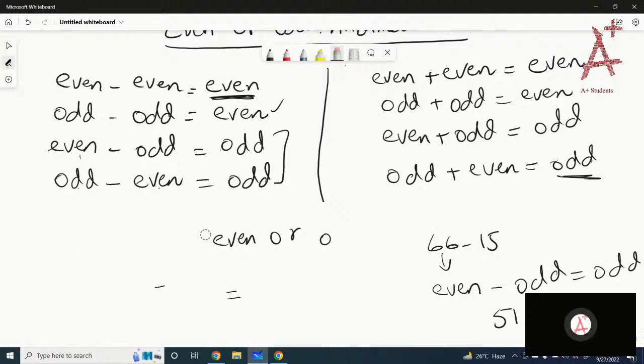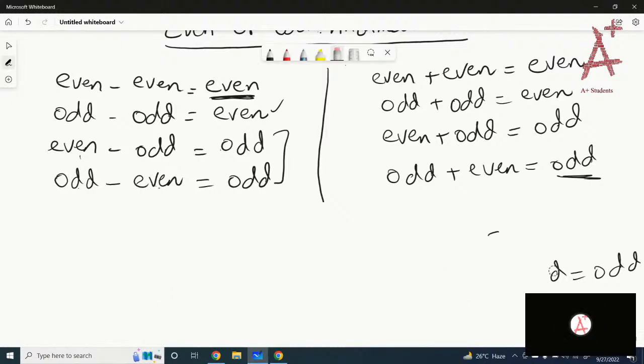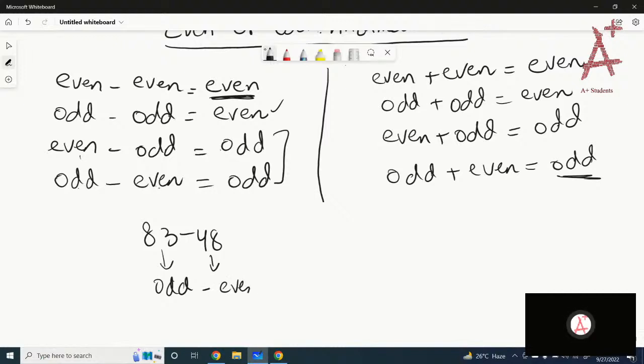Okay, the next one is 83 minus 48, even or odd? Okay, 83 minus 48. So 83 is an odd number. And what about 48? 48 is even. So both numbers are different. The answer must be odd. Got it? So select the correct option and click on the OK button.